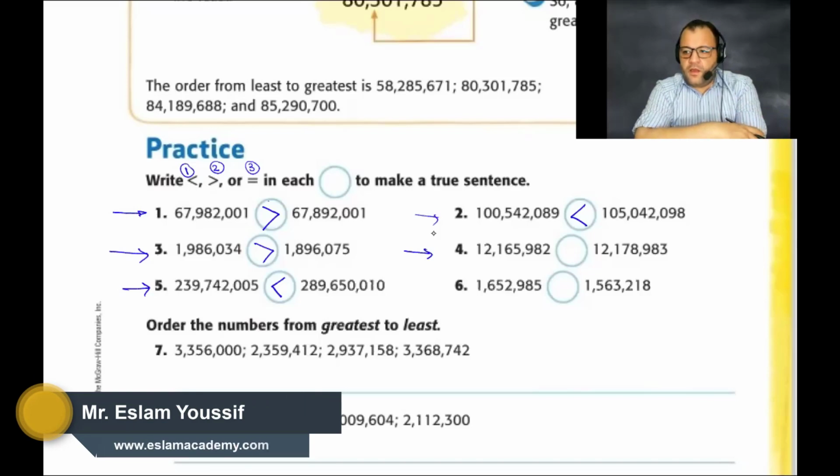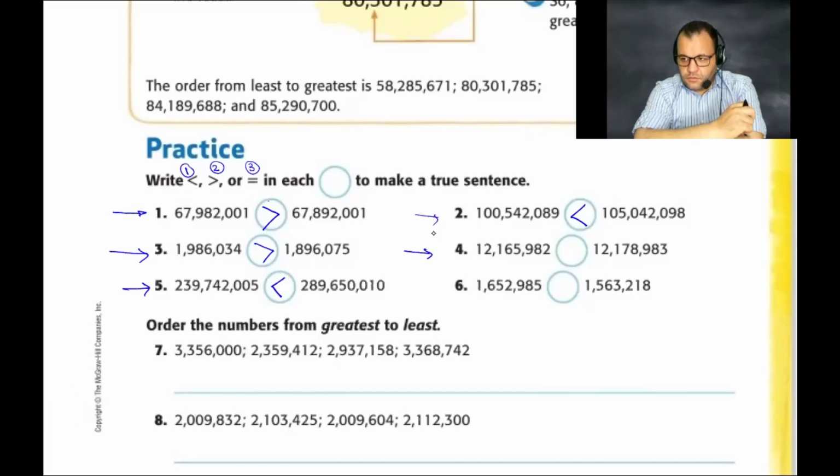Okay. 12,165,182. Yes. And the second number, so which sign would you choose? Number one, number two, number three? In number four, I would choose the right one. So sign number one, or sign number two, or sign number three? Number one. Okay. Thanks. So we need another one to solve number six.